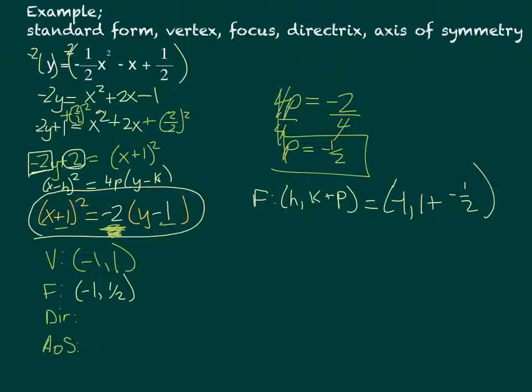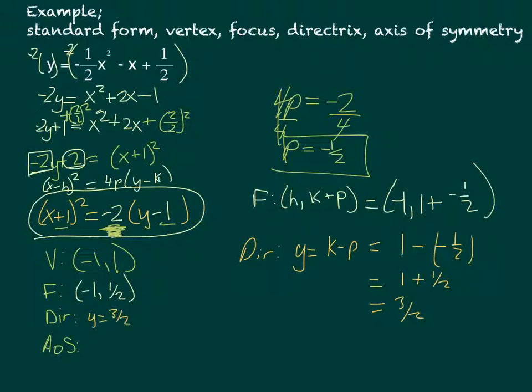And next, my directrix. My directrix is an equation of a line, and because it's a vertical parabola, the directrix is y equals k minus p instead of k plus p. So that's going to equal my k, which was 1, minus p, which was negative 1/2. So 1 minus negative 1/2 is actually 1 plus 1/2, giving me 3/2. So my directrix is the line y equals 3/2.